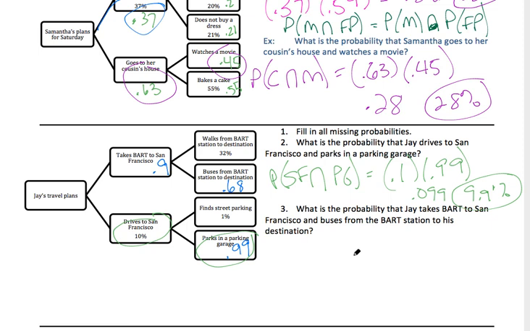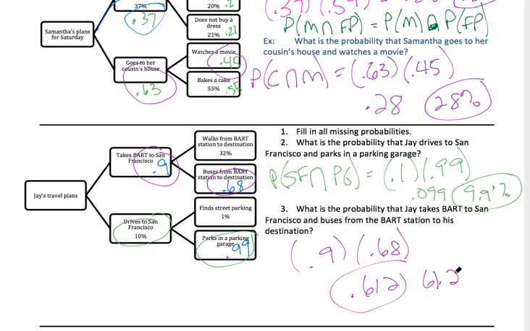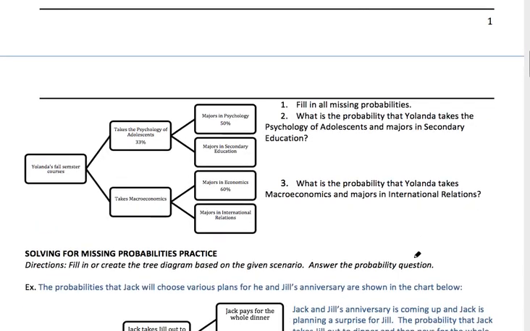Okay. All right, probability that Jay takes Bart to San Francisco and buses from Bart station to his destination. Okay, he takes Bart and then buses from Bart to his train station. So 0.9 times 0.68, 0.612, 61.2%, either way. Okay? All right, next example.